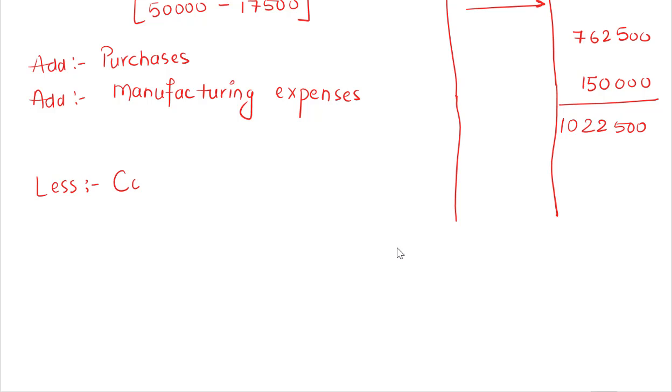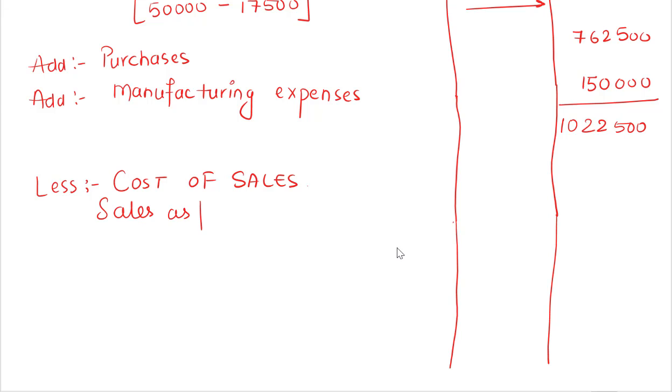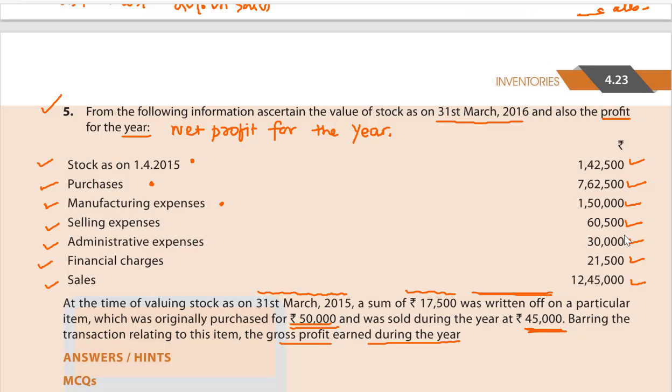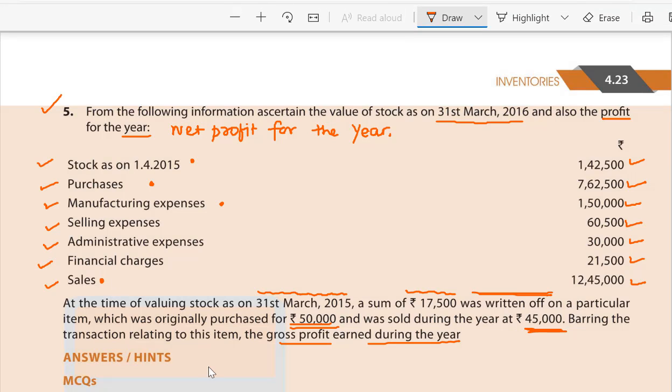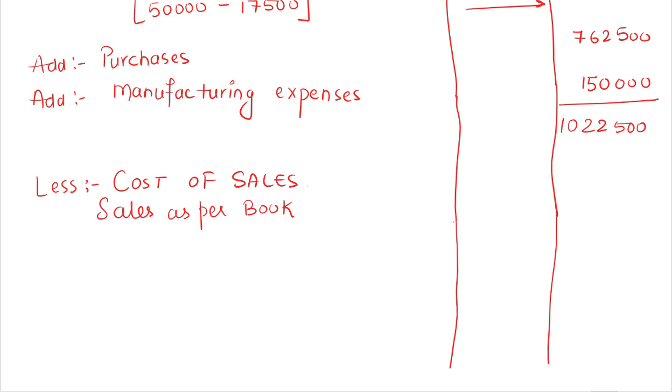Right, less cost of sales. We don't have cost of sales with us, so we need to calculate the cost of sales first. Cost of sales need to be calculated. Sales minus GP, that is gross profit. So sales as per book, that is book value. Sales, just go to the question. Over here it is given 12,45,000, the value of sales.